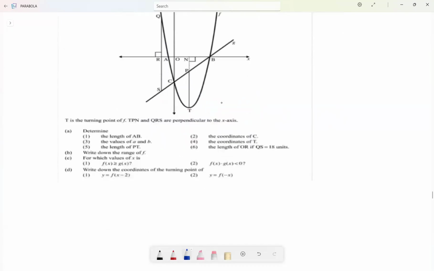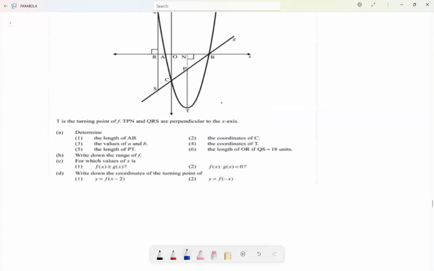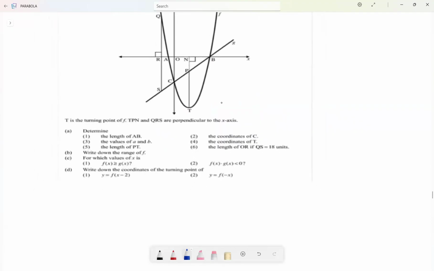So let's see. Here we are told that B is the turning point of f. Okay, we already know that. And Q, R, S are perpendicular to the x-axis.